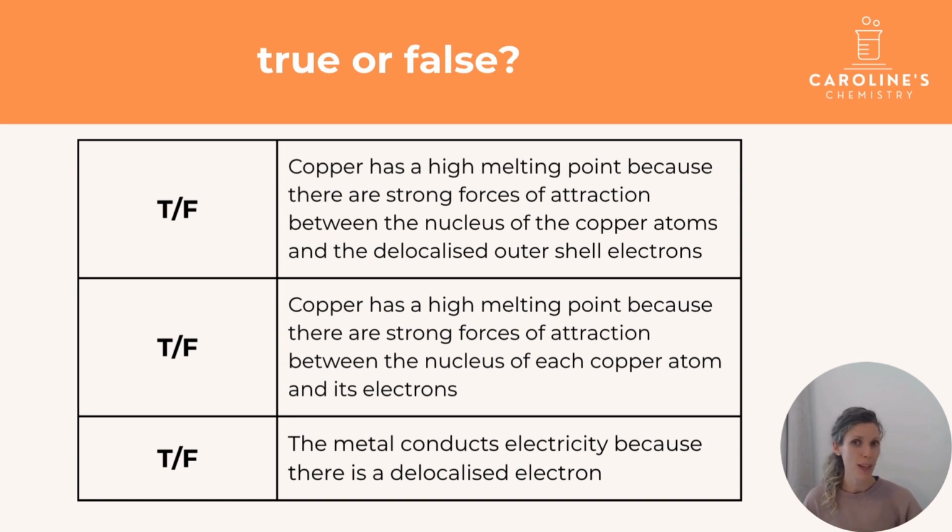The third one: metals conduct electricity because there is a delocalized electron. True or false? False. There isn't only one electron doing all of that work carrying the charge through the metal. Instead, from each atom or ion, there are delocalized outer shell electrons. So there's actually many electrons that are free to move. For it to be true, that statement should read something like: metals conduct electricity because there are delocalized outer shell electrons that can carry the charge.